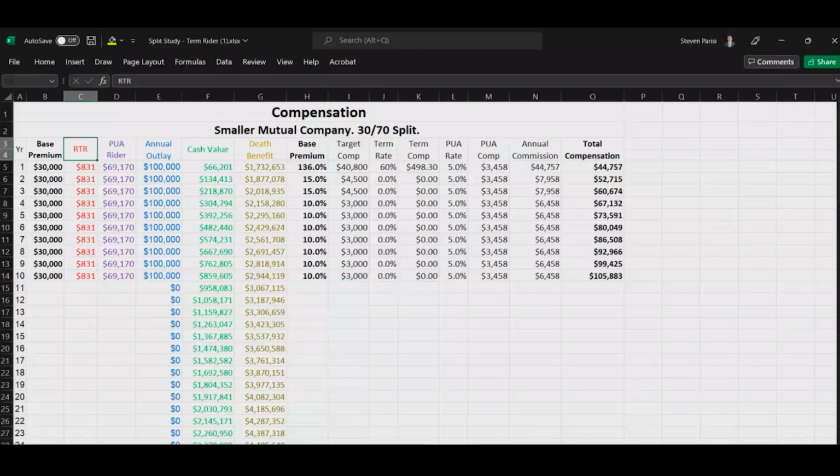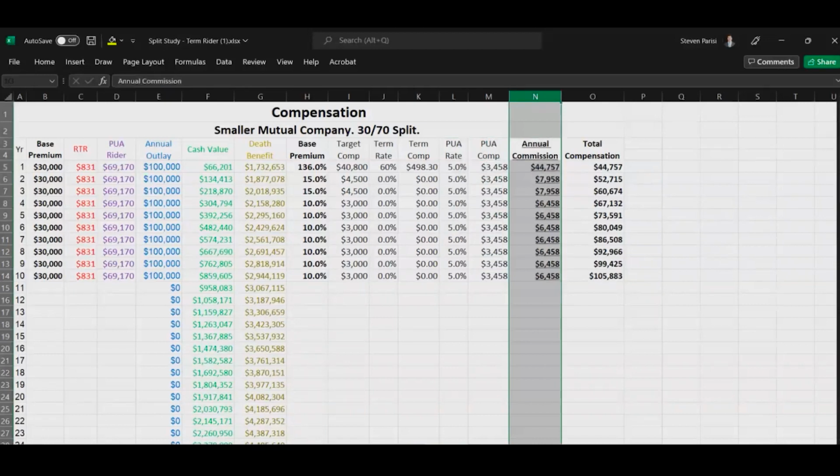The term rider, so this is a level term rider. Level term riders pay a commission in the first year. So here, this one pays 60% in the first year. PUA payments: this company actually pays a little bit more than 5% at the top level. We just rounded off, made it a clean 5%. There's the PUA comp. And here's the annual commissions, what the broker is receiving each year.